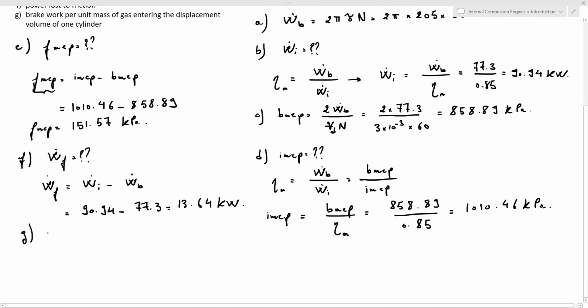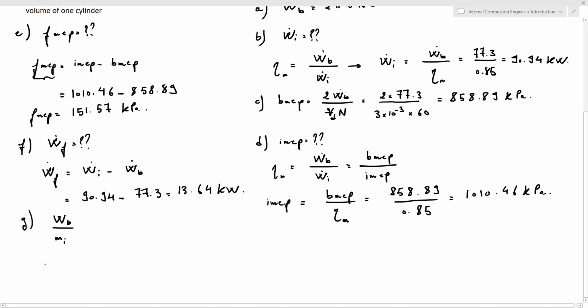Now part G, the brake work per unit mass of gas entering the displacement volume of one cylinder. So we need to calculate the brake work, W dot B, divided by the mass entering the displacement volume of one cylinder. Now the mass entering the displacement volume of one cylinder will be equal to the density of the gas entering the cylinder times the displacement volume for one cylinder.